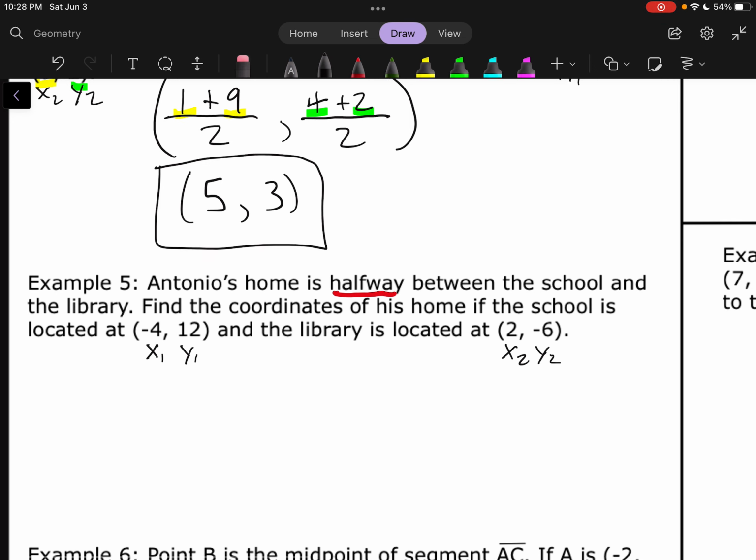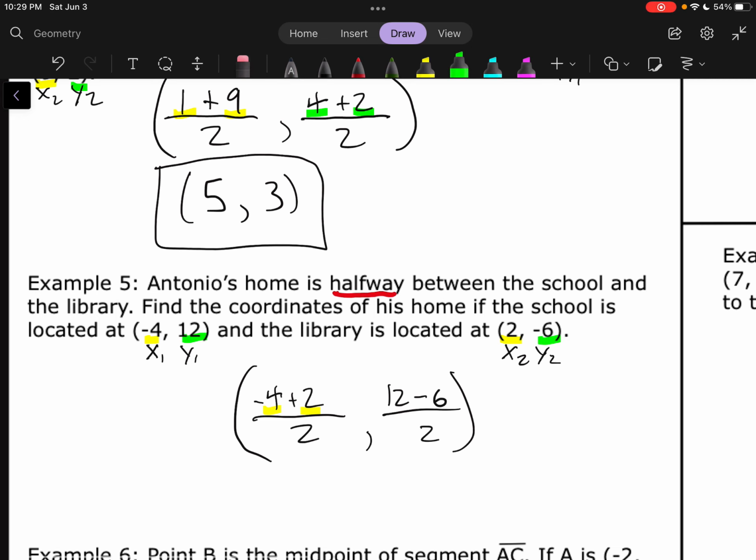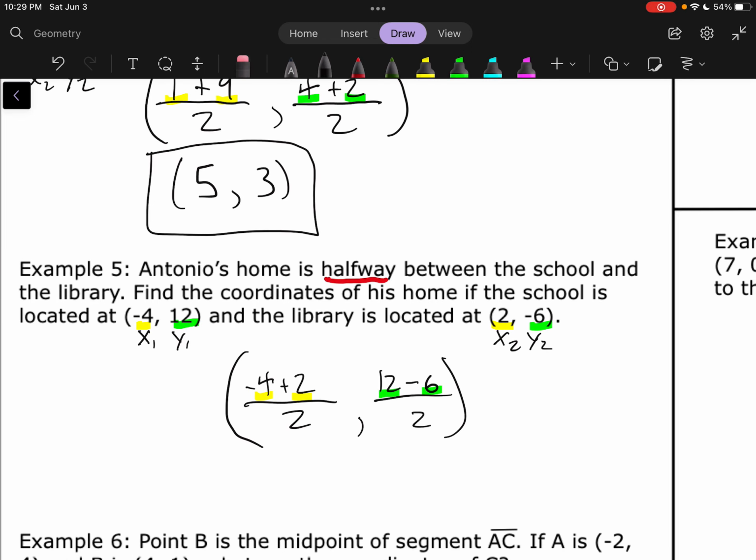Okay, so let's set it up. Oops, I don't know why I'm writing it out like that. We are supposed to add the x's divided by 2, add the y's divided by 2. Okay, so -4 plus 2, x1 plus x2, and then 12 plus -6, 12 minus 6. Now I'm putting the minus sign because I'm adding a negative. Don't be fooled there. 12 minus 6.